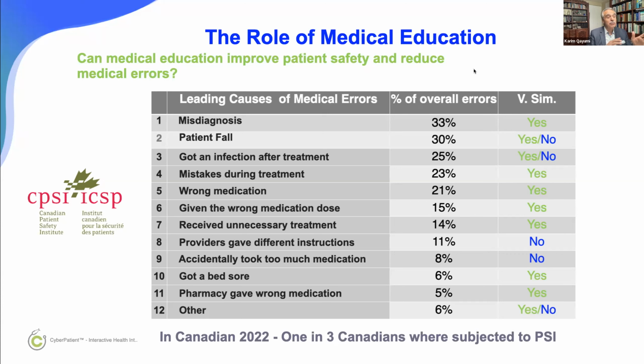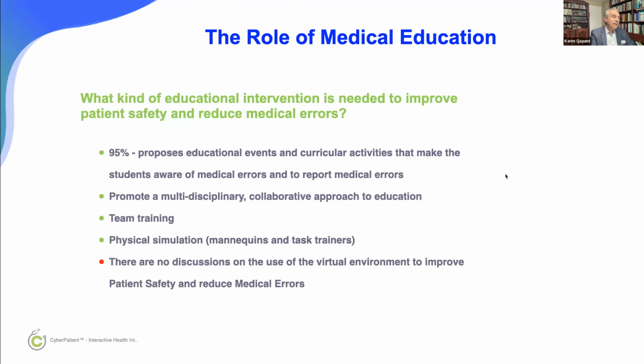If you look at all those things, simulation as a whole, or virtual simulation in particular, can support and prevent these events from happening. In this column, I have shown which of these high-frequency mistakes can actually be mitigated by virtual simulation. And then, what kind of educational intervention is needed to improve patient safety and reduce medical errors? This is another million-dollar question.